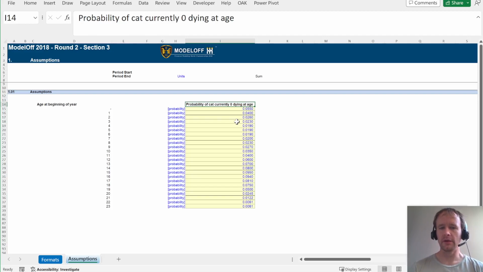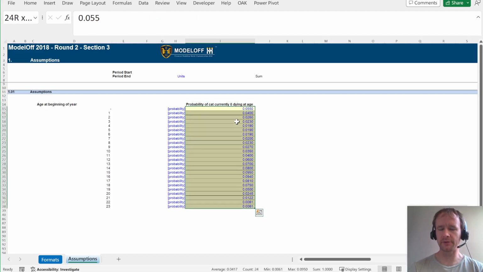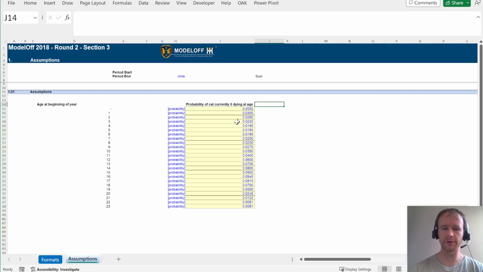From this kind of actuarial table, you need to figure out things like what is the probability that a cat lives to a certain age, what is the probability given that a cat has lived to a certain age that they die that year, and so on. So I'm just going to show you a couple of simple manipulations of this. The first one is the probability still alive at age.